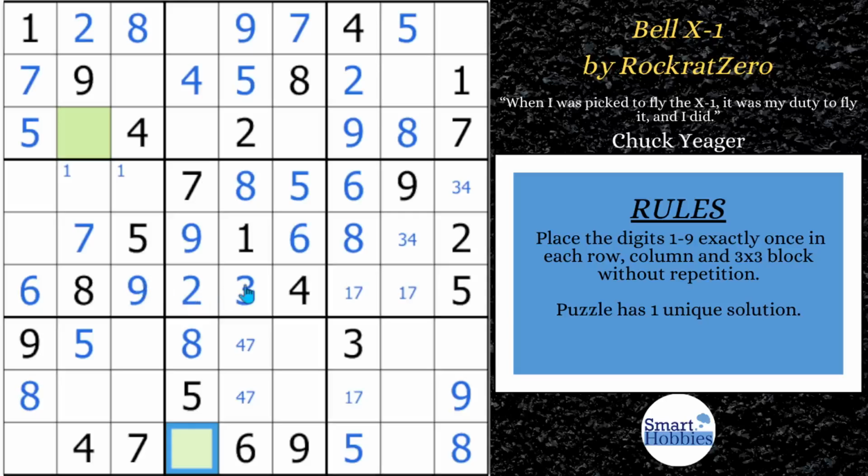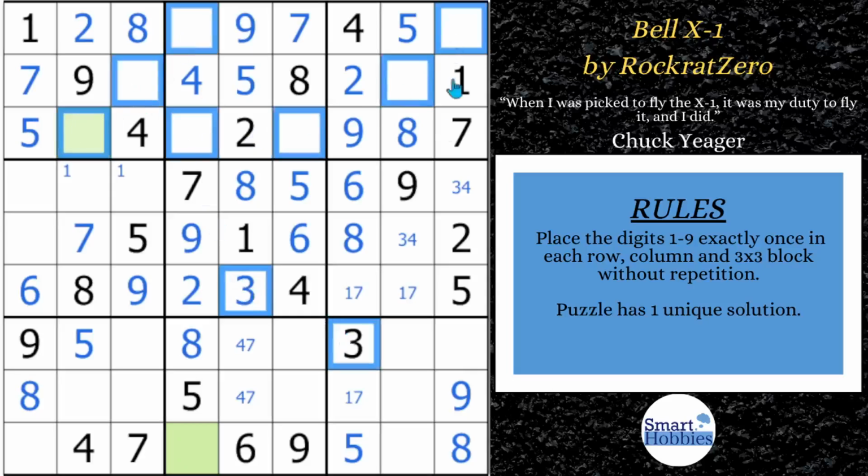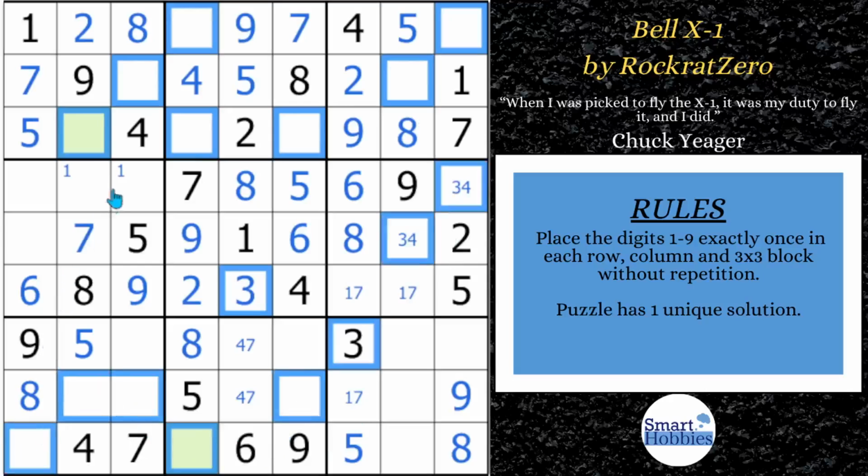Let's look at the candidate 3. Where can 3s be in this puzzle? You have 2 givens right there. So 3s can be there, here, here, can be there, these 2 spots, these 3 spots, and all of these spots. All right, we'll mark all that in blue.